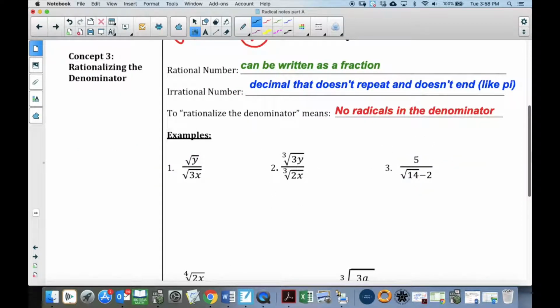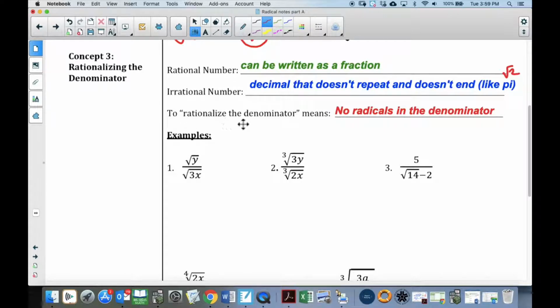Because the last thing we need to talk about in this unit is rationalizing the denominator. We've talked about it before in this class, and you talked about it a lot in geometry. Also algebra 1, but you did it in geometry as well because you had the special right triangles. I think it's important that you understand the words. Rationalizing. What does that mean? Well, a rational number can be written as a fraction. An irrational number is a decimal that does not repeat and does not end, like pi, but also like other things. Another common example is radical 2, because that's a decimal that doesn't end and doesn't repeat.